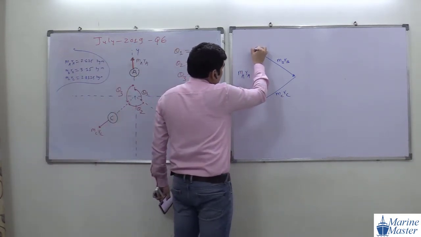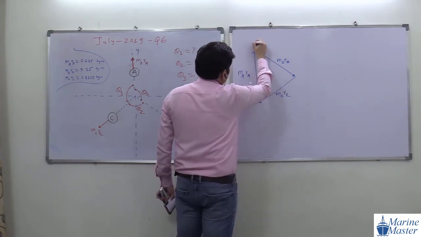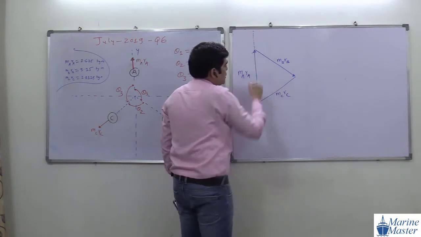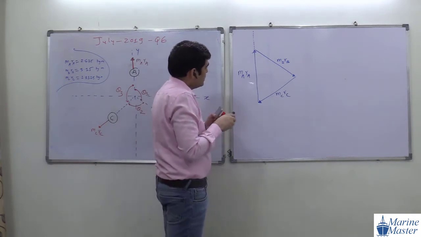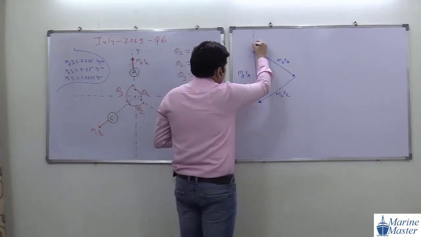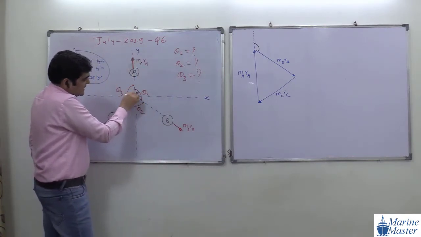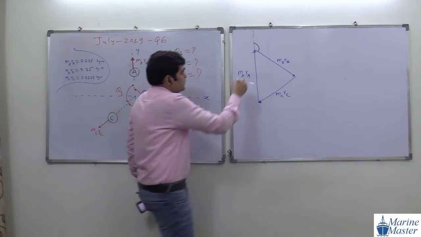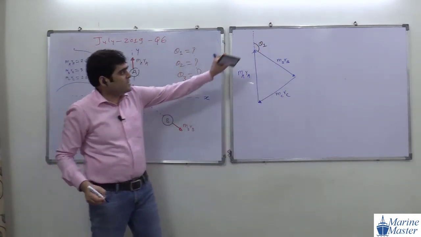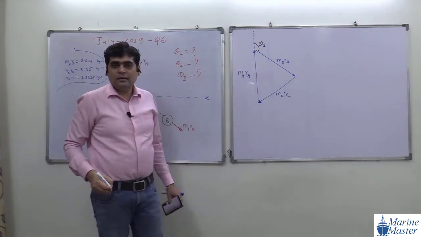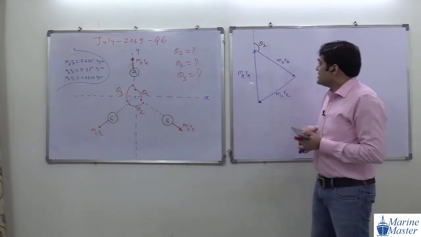From this point I am going to draw one dotted line. So what will be this angle? See the drawing. This angle and that angle will be the same. So this angle will be theta 1. Any doubt in this theta 1 angle? Okay, good. Try to see the scenario.